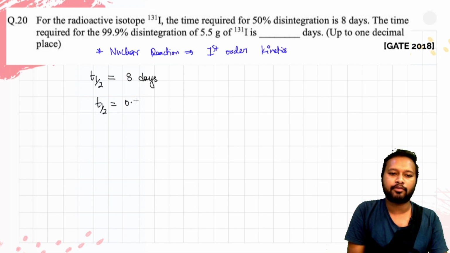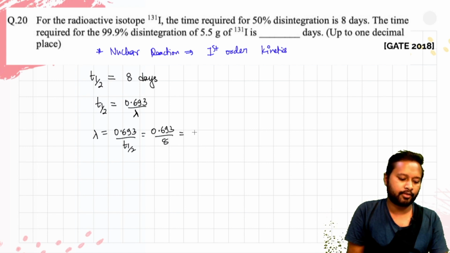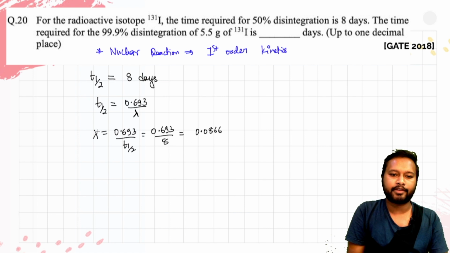So T half is equal to 0.693 upon K. That's what we have for a first order reaction. For nuclear chemistry, we represent it by lambda. So T half is 0.693 upon lambda, so lambda will be 0.693 upon T half. If you substitute the value of T half, 0.693 upon 8, this is going to give you a value of 0.0866. Okay, this is the value of your rate constant which you have got.